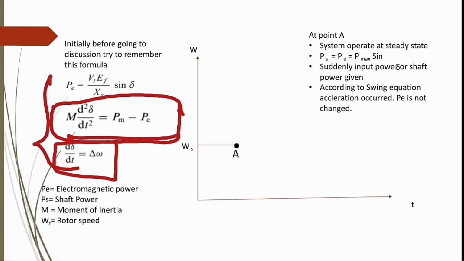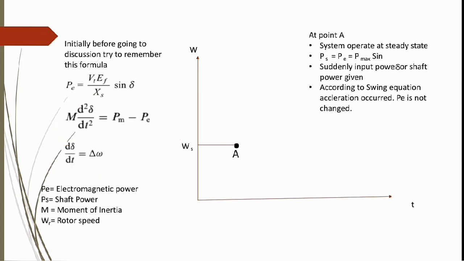Second one is d delta upon dt equal to delta omega, or you can say the change in speed. And this one is well known, the active power equation: Pe equal to Vt into Ef upon Xs into sin delta.